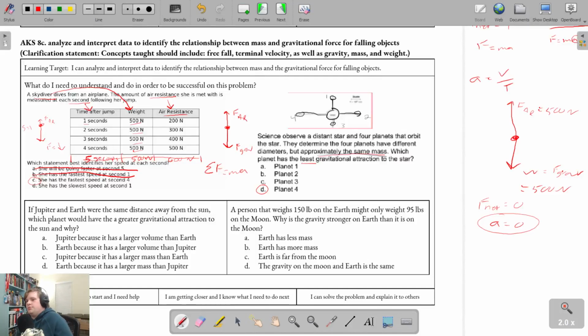Alright, if Jupiter and Earth were the same distance away from the Sun, which planet would have a greater gravitational attraction to the Sun? So they're the exact same distance away. Gravitational attraction depends on 2 things, mass and distance. If they are the exact same distance, you get rid of distance, you're left with mass. Jupiter has way more mass than Earth, so Jupiter would have the stronger gravitational attraction. Jupiter because it has a larger mass. There you go. Got it.